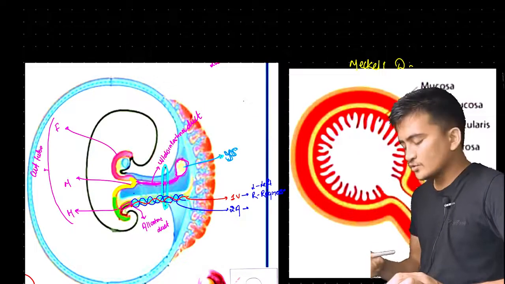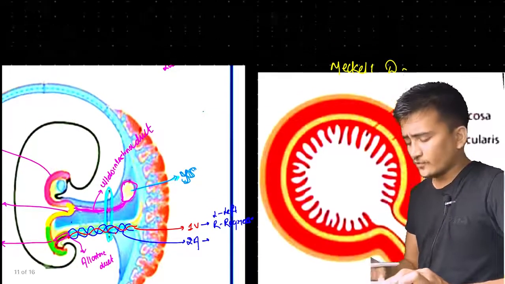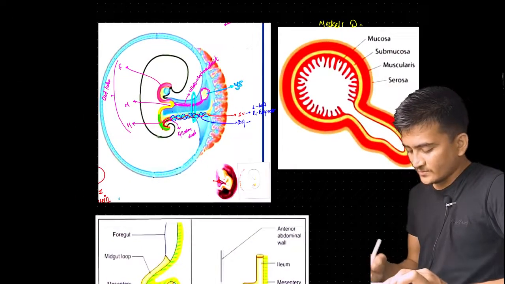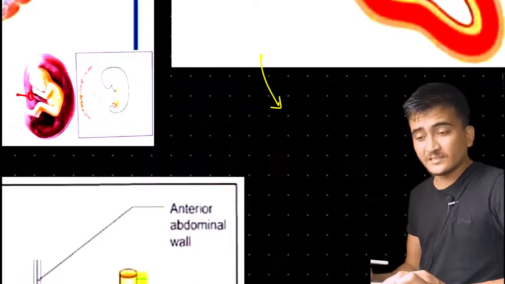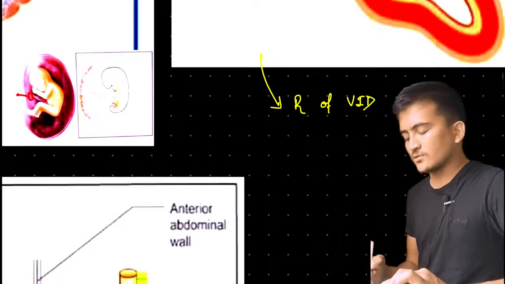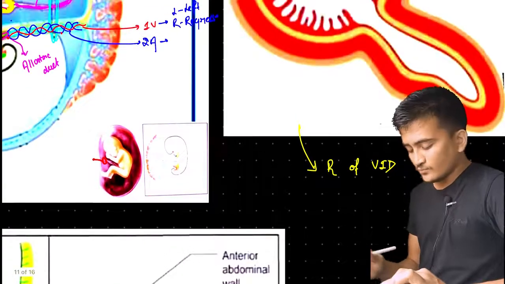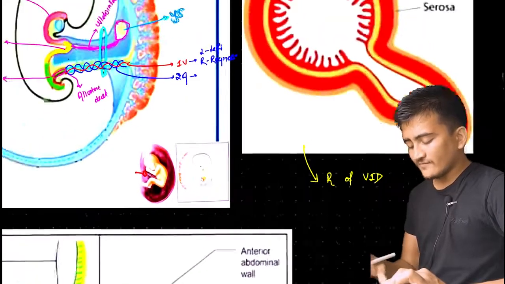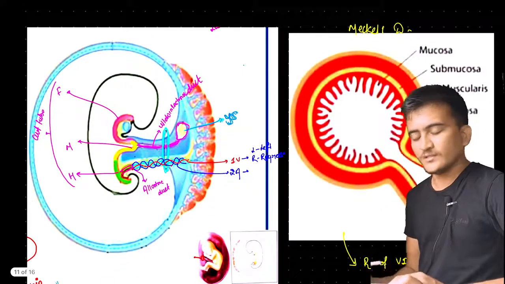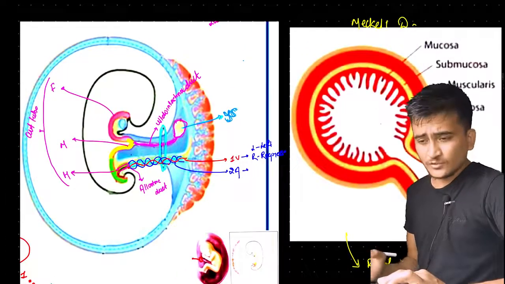Meckel's diverticulum. The first point I said is, what is Meckel's diverticulum? Let me write it right here. This is the diagram of Meckel's diverticulum. It is the remnant of the vitelointestinal duct. This Meckel's diverticulum is toward the anterior abdominal wall. We'll go into that a bit later on. So right now, what I'm trying to say is this Meckel's diverticulum.